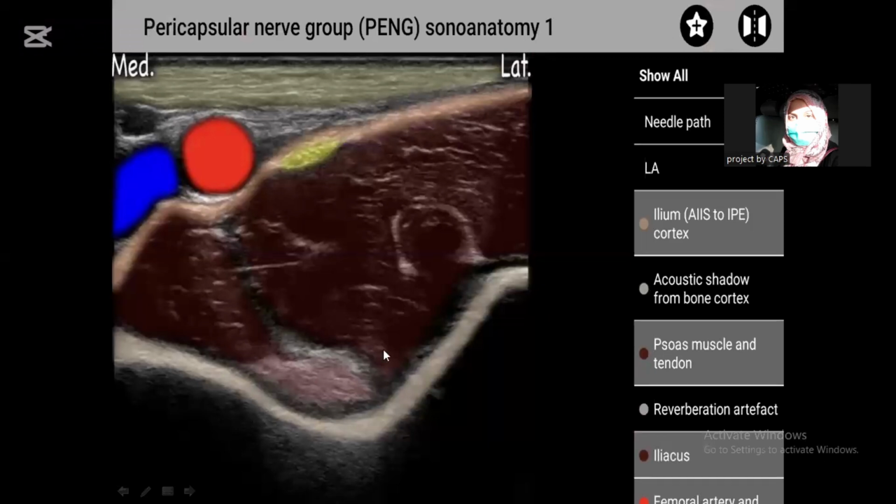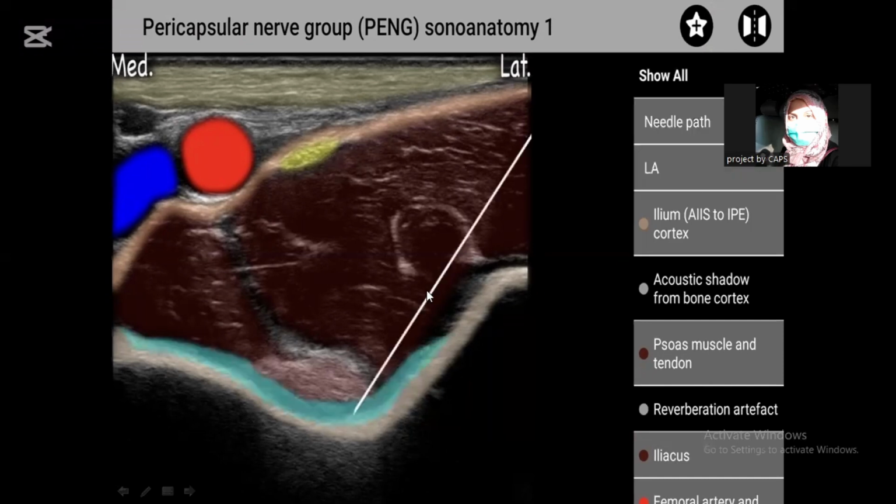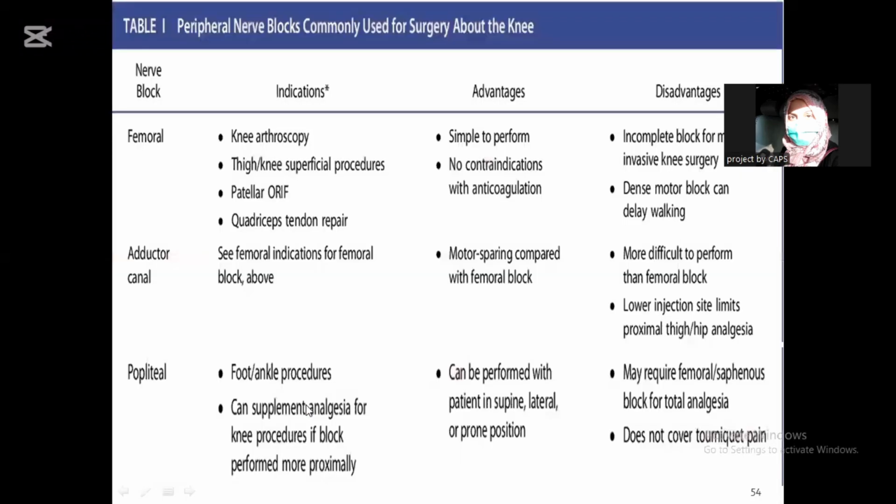This is another sonographic demonstration of the PENG. This is the iliacus muscle. This is the iliopsoas tendon. This is the ilium, the AIIS to iliopubic eminence cortex. This is the femoral artery and vein. This is the nerve. So you will be coming from here in this direction, just touching the bone. You will deposit the drug, and it will spread all over the rim, and it will numb all the nerves.